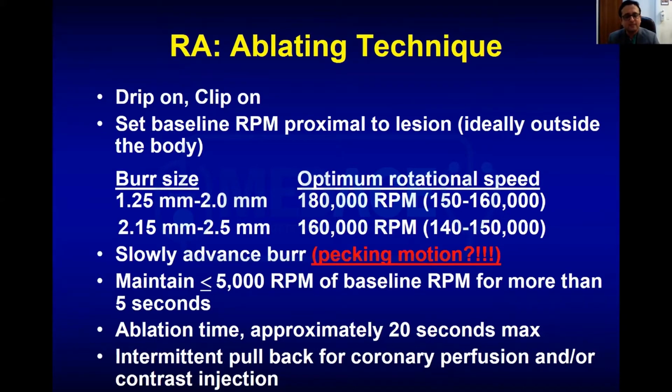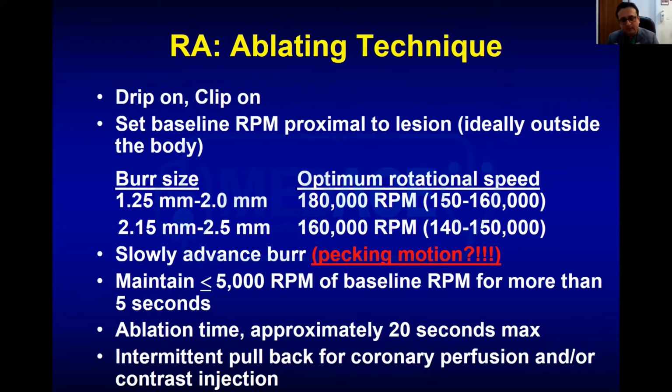So that comes with experience, and I think everybody's experience is different. What we should do, which is based on data, is that you should maintain less than 5,000 RPM deceleration from the baseline for less than 5 seconds. So with experience you can just listen to the sound of the burr and figure out that it's decelerating, or somebody should be looking at the speed and letting you know. If it is decelerating by more than 5,000 RPM, you should not let that happen for more than 5 seconds.